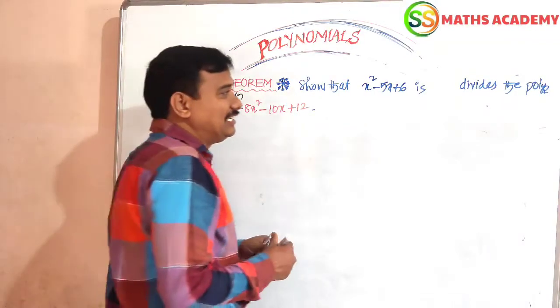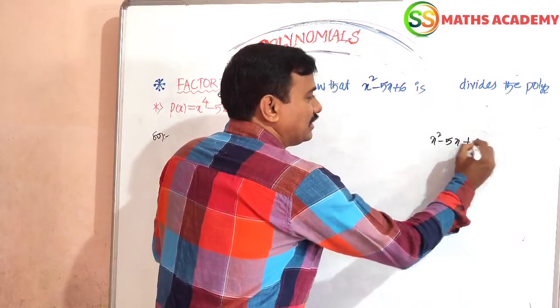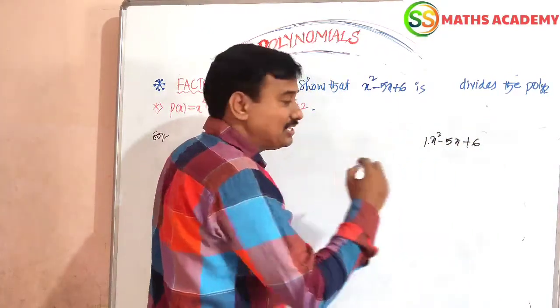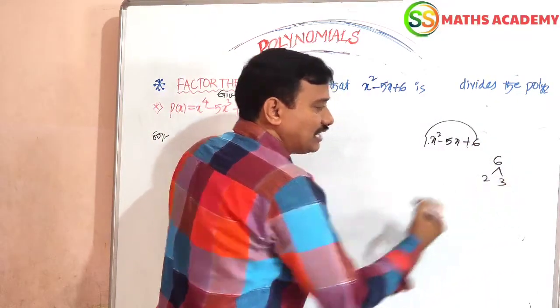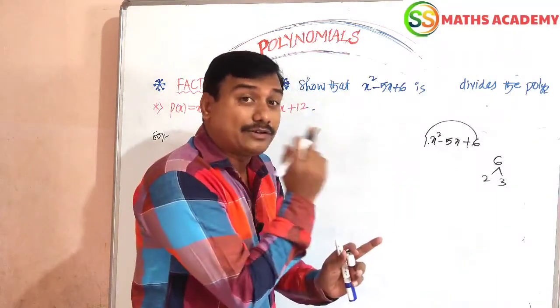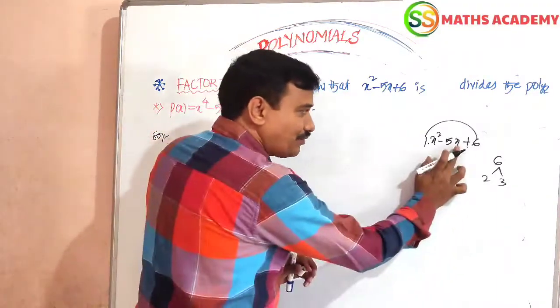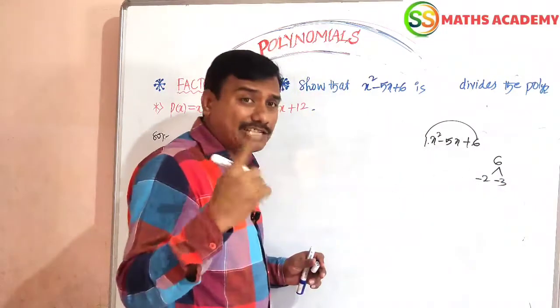Let us see, friends. Here, x square minus 5x plus 6. Here the coefficient is 1. You know the process of how to factorize. Now 1 into 6, the factors are 2 and 3. Yes, clear. The product of these two should be 6, and the sum of these two should be the coefficient of x. What is the coefficient of x here? Minus 5. That is the reason we have to take both terms as minus.